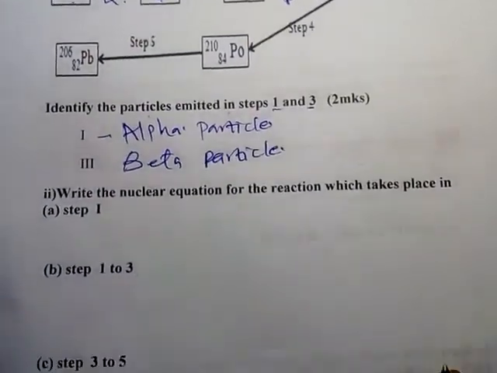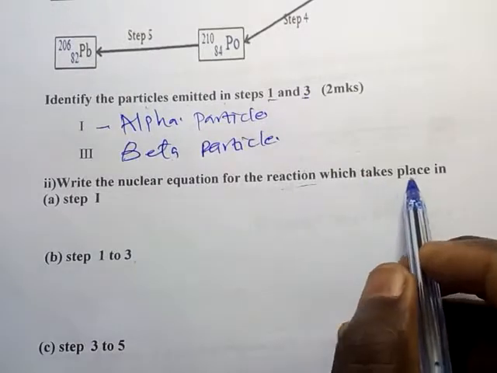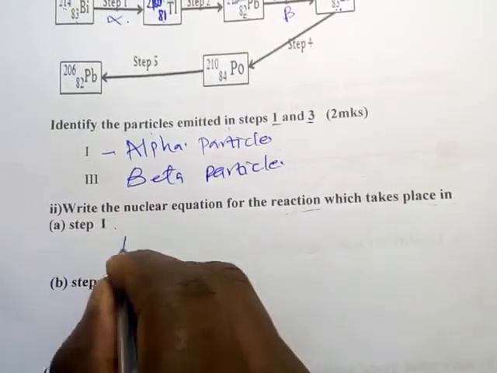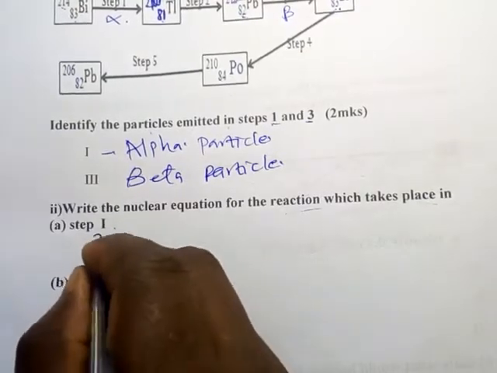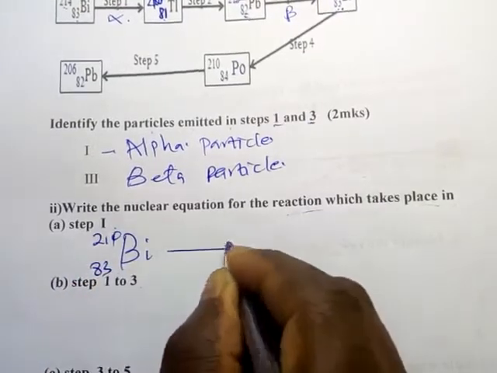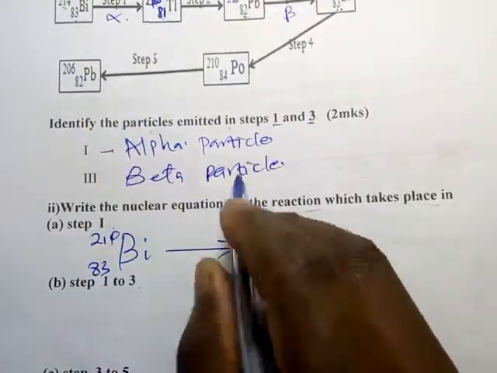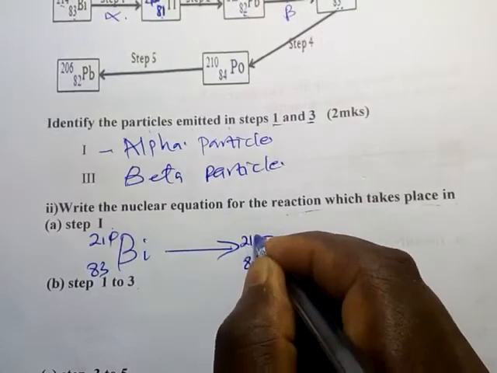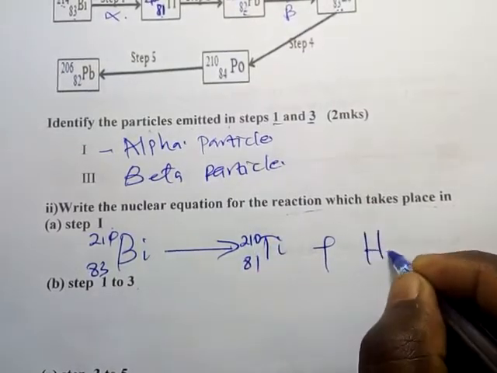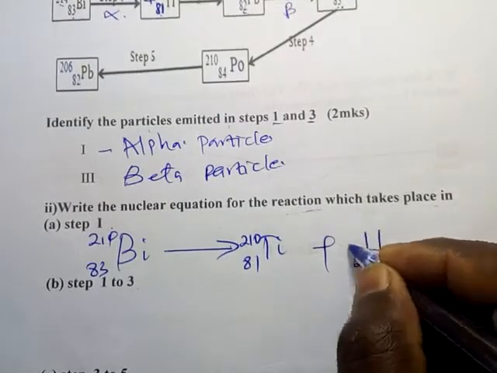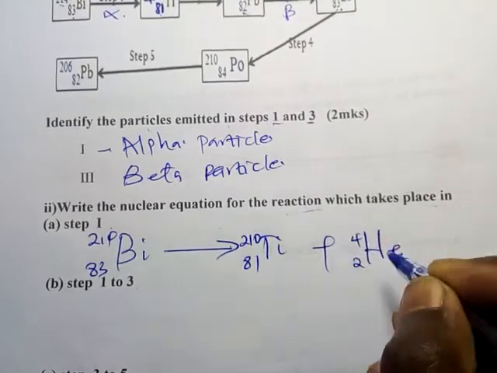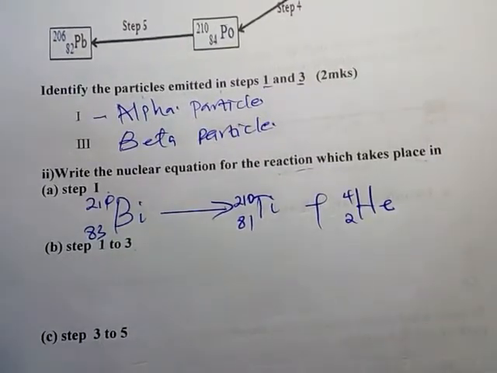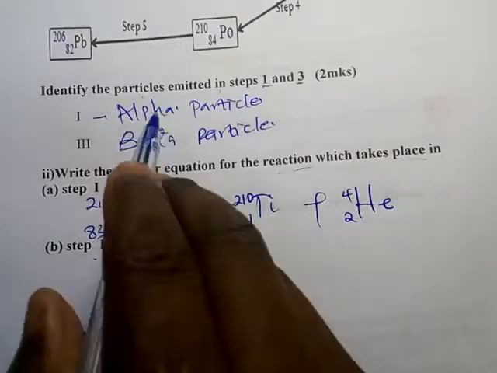Write the nuclear equation for the reaction that takes place in step 1. Step 1, we can see very clearly this Bi, which is 214, 83, undergoing alpha decay to form Tl 81, 210. Then you add helium because it has undergone alpha decay. That is all you need to write.